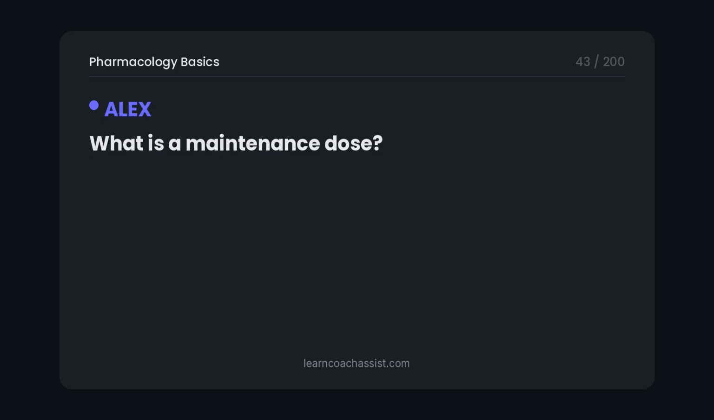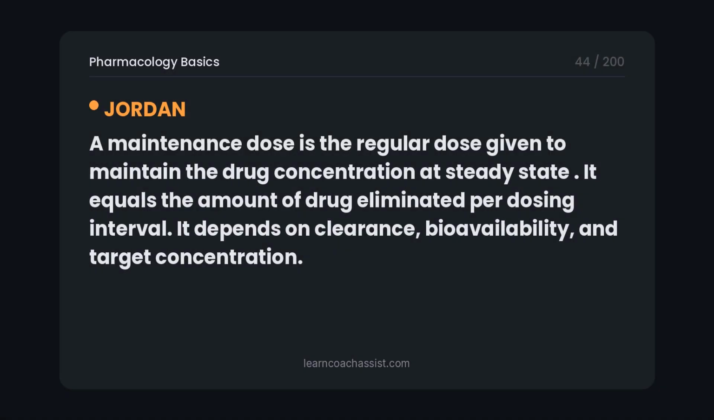What is a maintenance dose? A maintenance dose is the regular dose given to maintain the drug concentration at steady state. It equals the amount of drug eliminated per dosing interval. It depends on clearance, bioavailability, and target concentration.